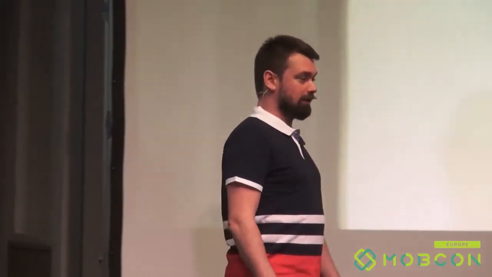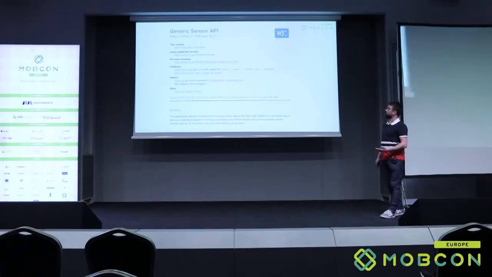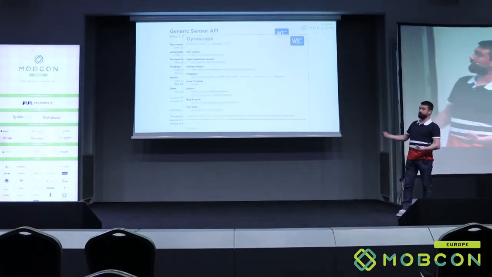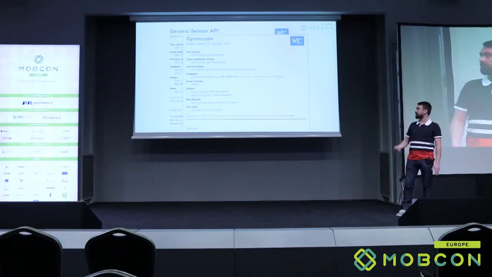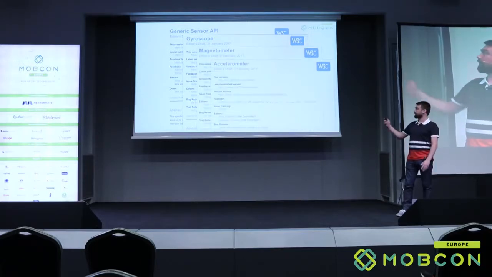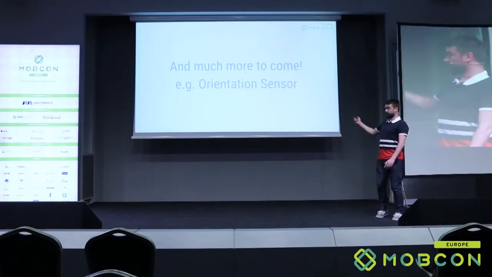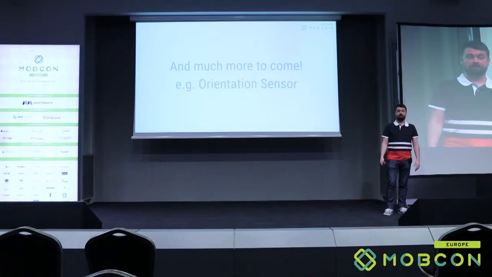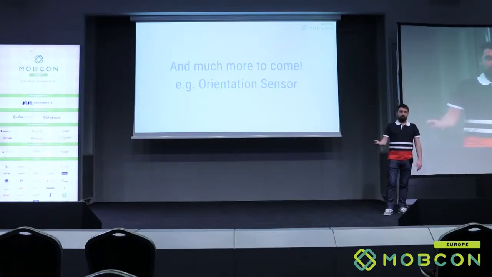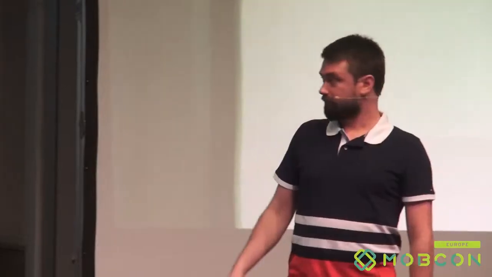We tried to come up with a very nice API that allows you to connect to the sensors on your phone, but also to remote sensors, like in your IoT devices, with the same API, the same way of doing things. So we created the generic Sensor API, and then different smaller APIs for specific sensors like gyroscope, magnetometer, accelerometer, ambient light sensor, and much more. We're even working on orientation sensors now, like relative orientation sensors, absolute orientation sensors, and much more.